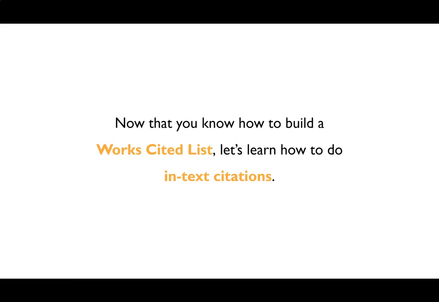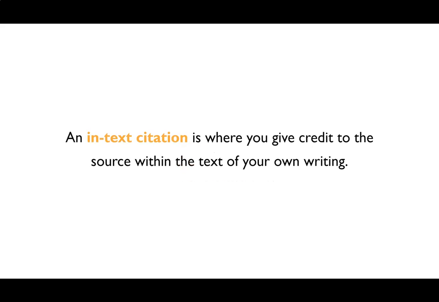The second way that you need to refer to your sources and give them credit is through in-text citations. This is where you give credit to the source within the text of your own writing. So your works cited page is there at the end so that anybody who wants to follow up on research can go read those sources themselves. Your in-text citations come throughout your paper to help people know where you got which pieces of information.